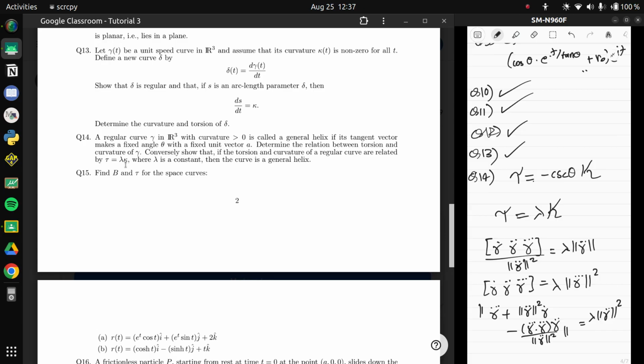How does that prove that tau equal to lambda kappa? Tau is this quantity. Okay. I mean, okay, so if tau equal to lambda kappa, how does that prove it's at a fixed angle with some unit vector?